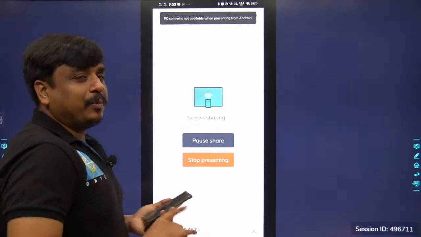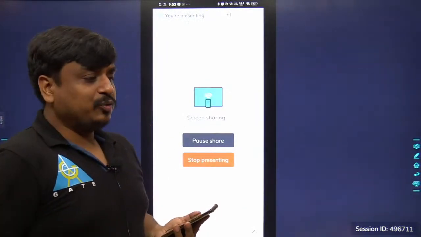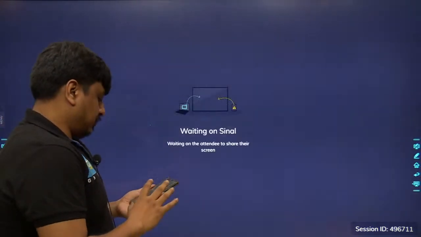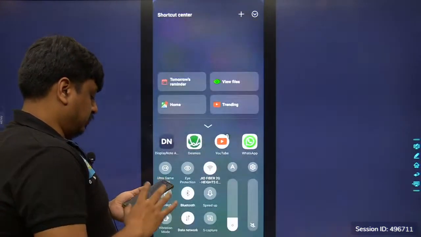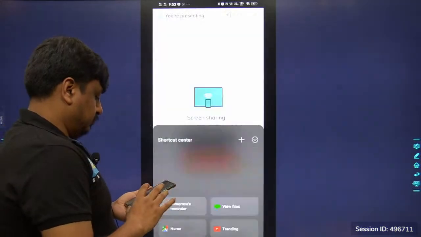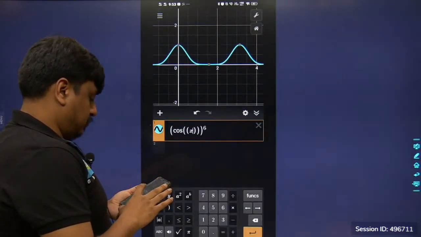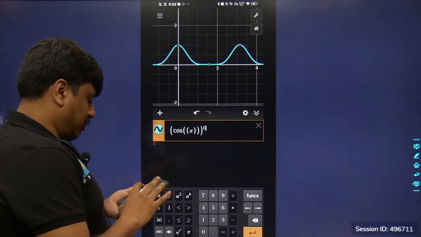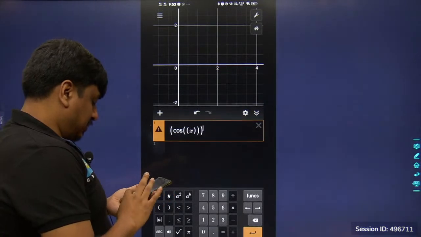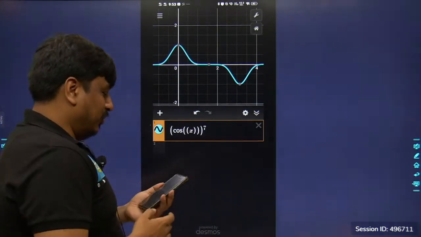So what is going to happen over here? Earlier the function which we drew over here was cos raised to the power of 6x. But now, instead of the power of 6, let me take the power to be 7, and you yourself would be able to see what a beautiful curve it is.